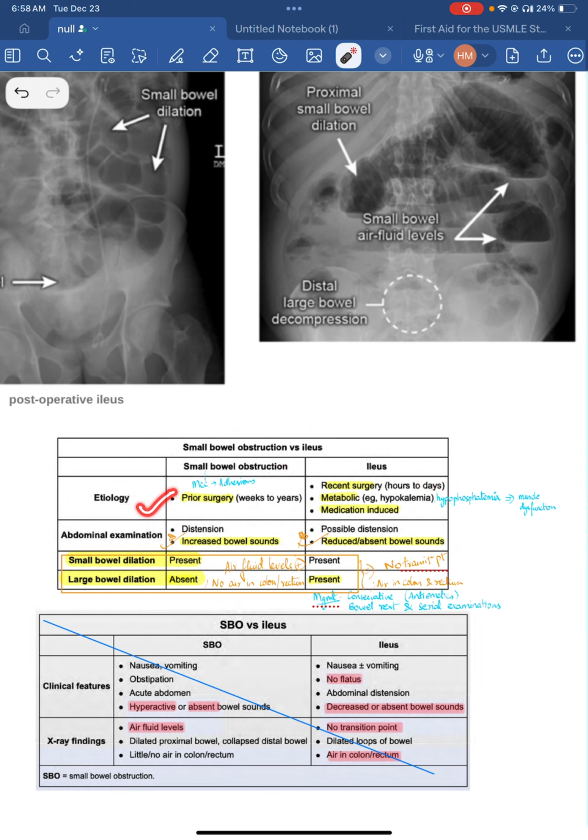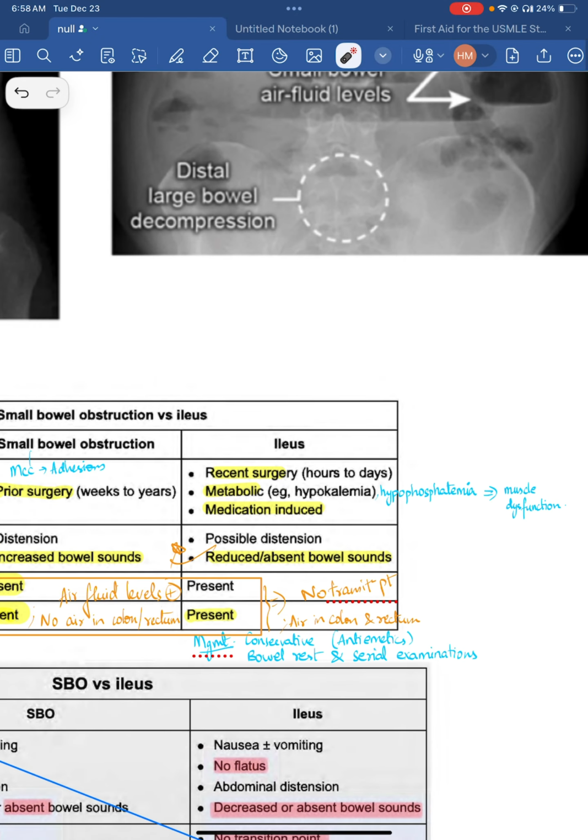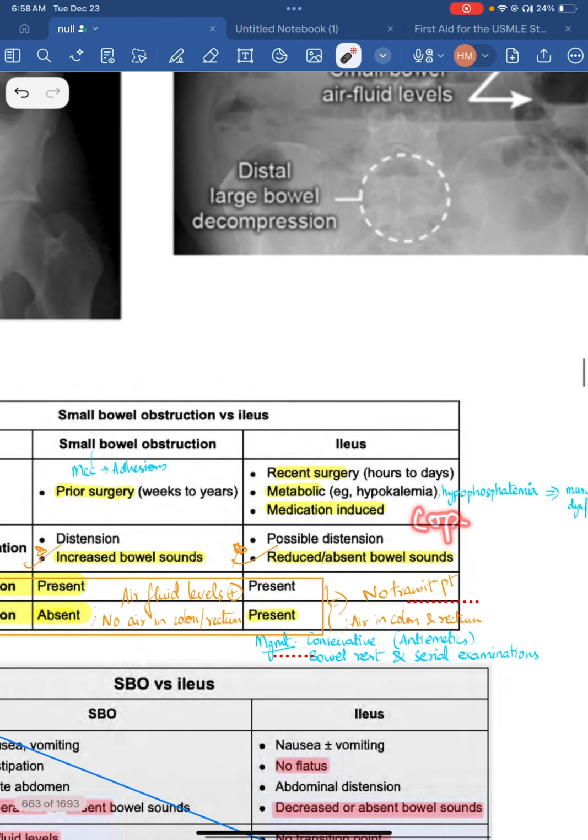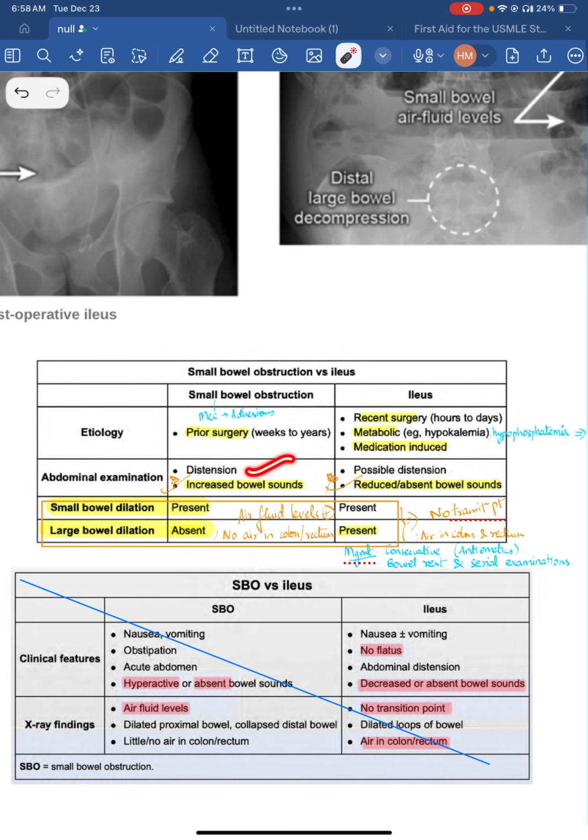SBO etiology was prior surgery, anywhere between weeks to years. If the patient has had prior surgery, then it might cause adhesions, which might be the cause of SBO. Whereas ileus: recent surgery, hours to days, metabolic causes like hypokalemia, hypophosphatemia, medication induced like opioids. Abdominal examination, you have distension in both cases. In SBO you may have increased bowel sounds, whereas in ileus you may have decreased bowel sounds.